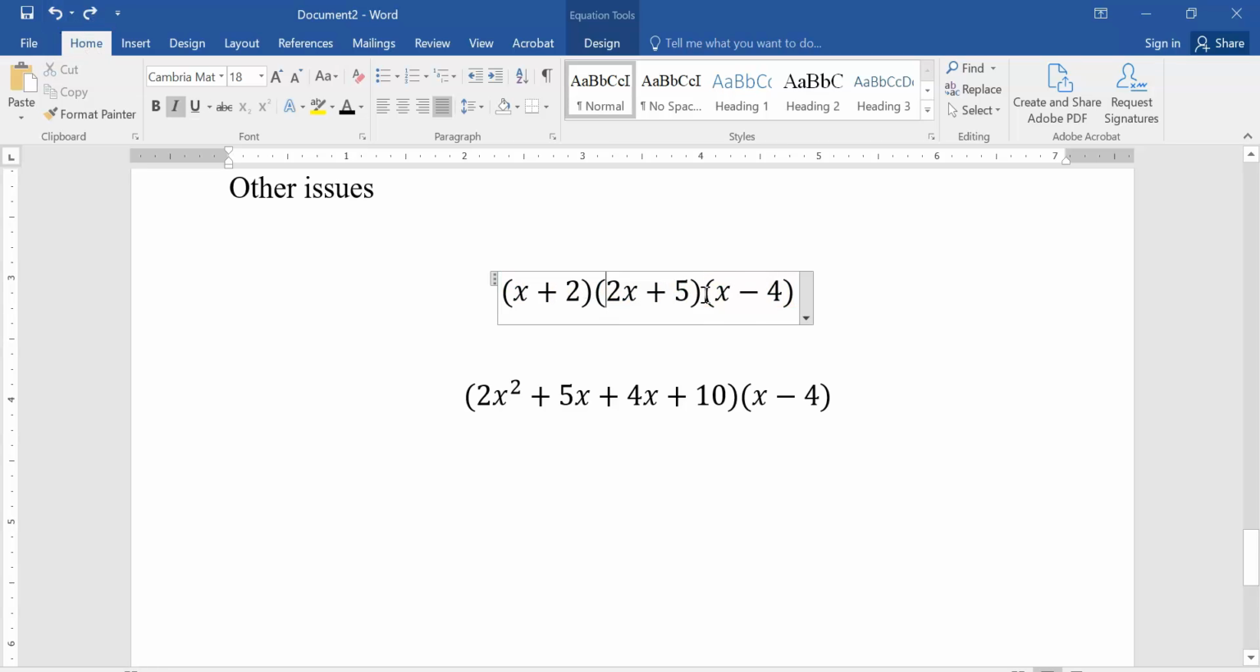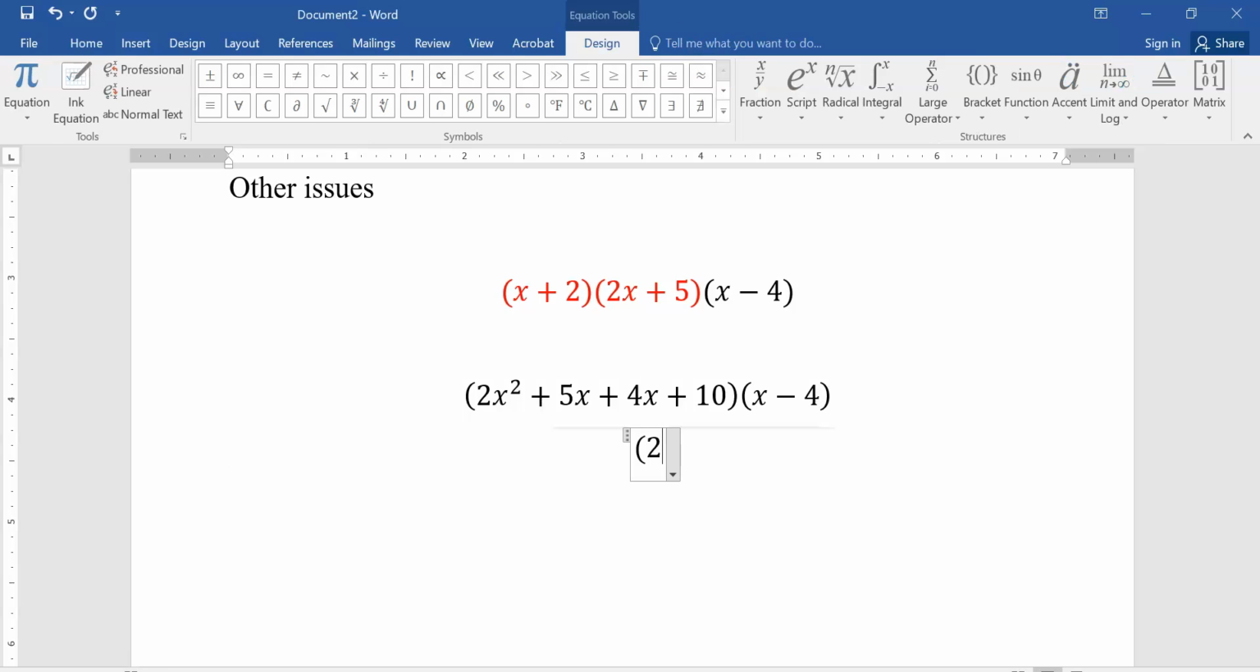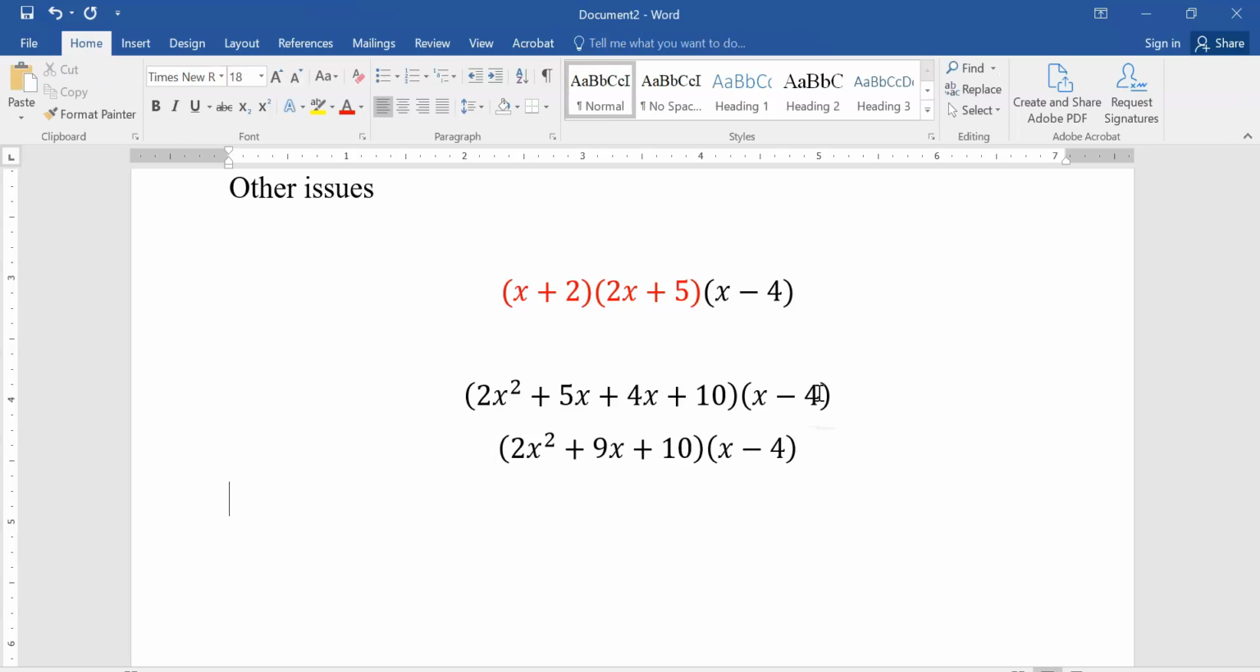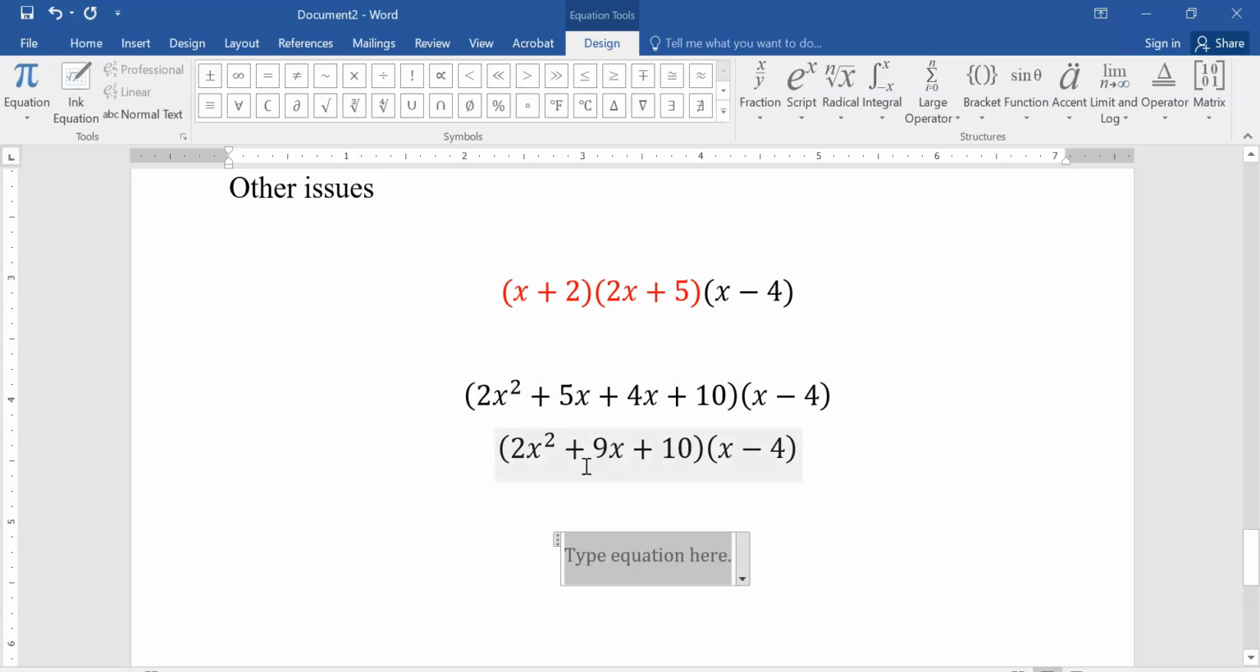So basically these two get multiplied and give me this. And then this x minus 4, nothing happens to. Now, I'm going to do one more step. Since the 5x and the 4x can combine, what I'm going to do is I'm going to rewrite that as 2x squared plus 9x plus 10, all multiplied times x minus 4. All right? And then I can multiply these two polynomials.